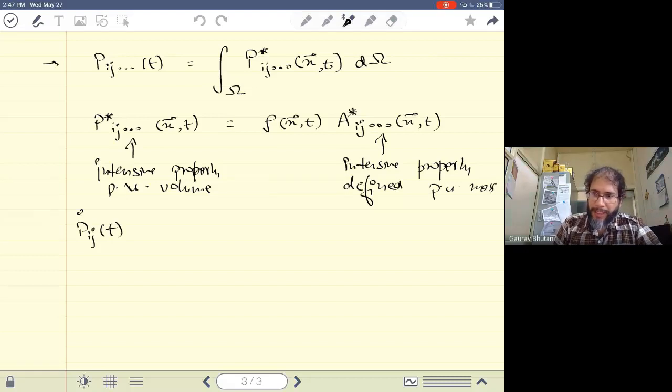So we have P dot, which is written as d by dt of the integral as we have defined it. Instead of writing P star d omega, now we write rho times A star d omega.